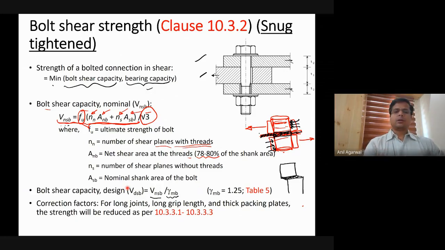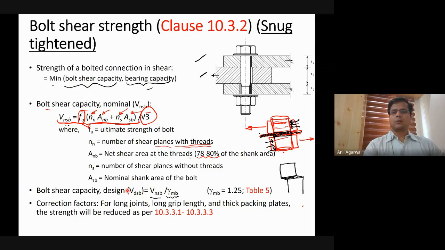So this V basically corresponds to the conditions when the bolt is in shear. So we are not talking about the conditions when the bolt is in tension. When we talk about those conditions, instead of V, we will write T. So whether the bolt fails in shear or the bolt fails in bearing, in both conditions, the bolt is in shear. So that's why we are calculating the shear capacity of the bolted connection. That's what that V corresponds to.